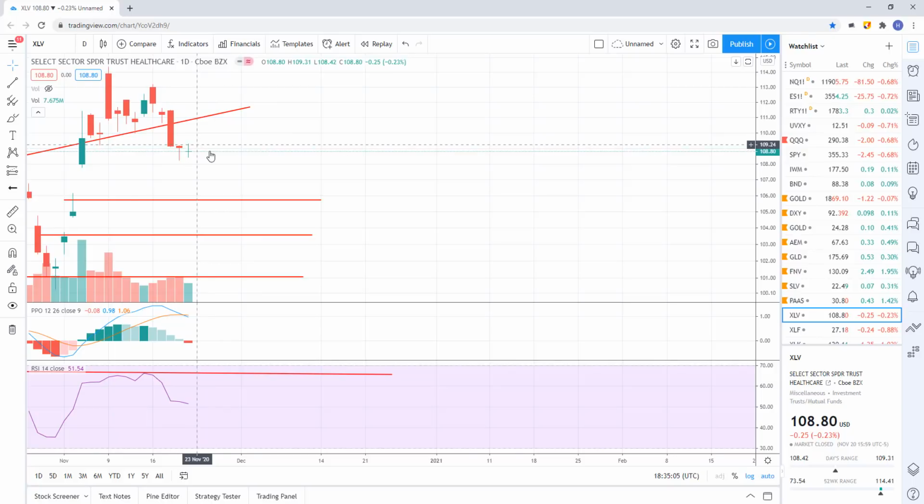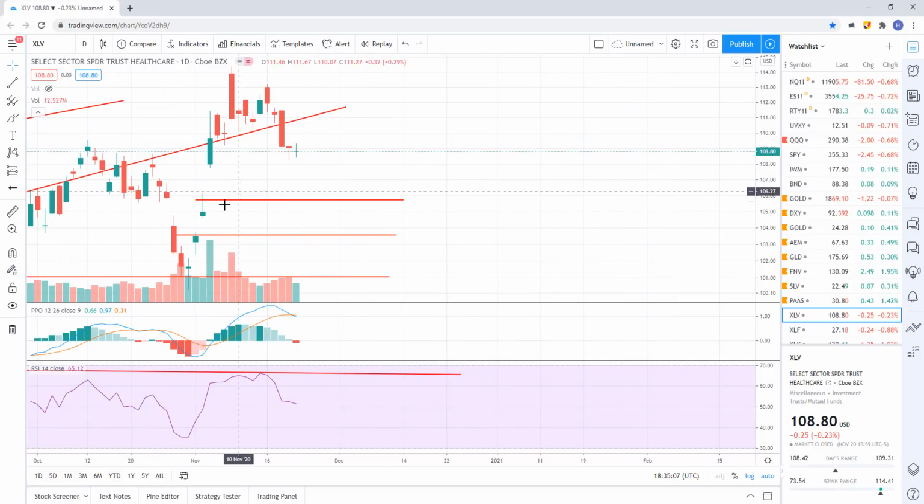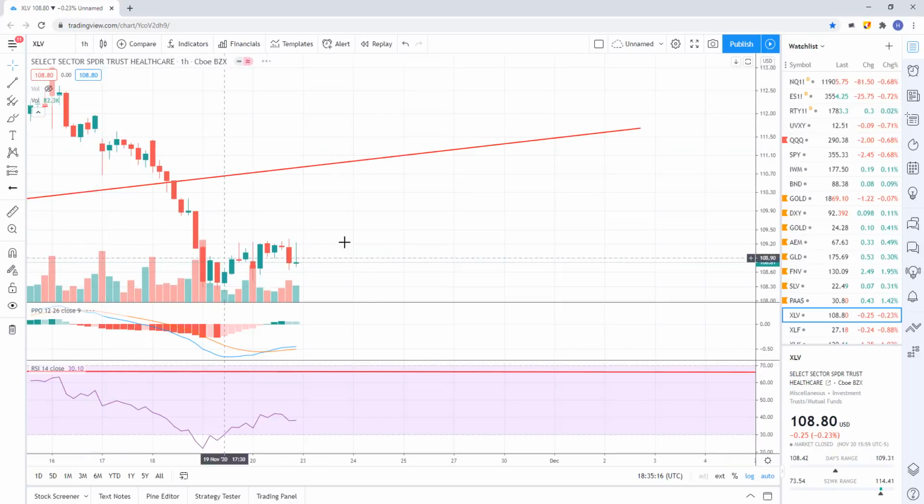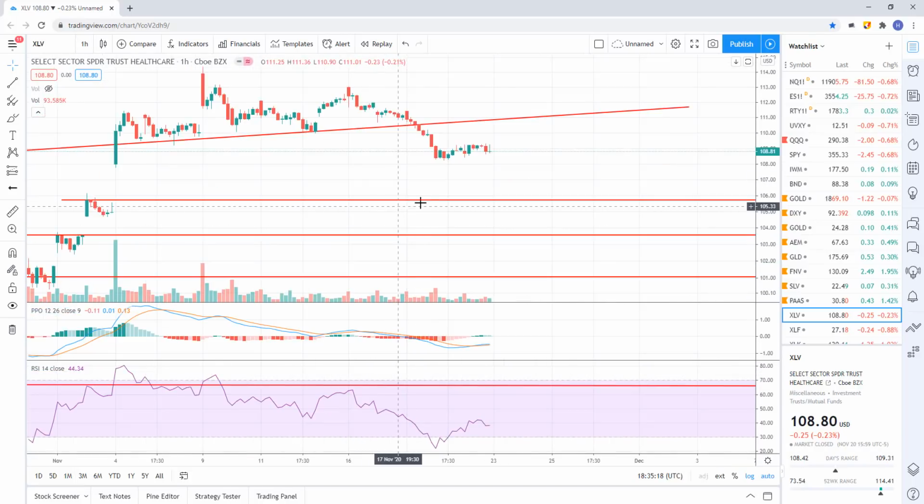But again, really muted buying. So we got lots of gaps. See these gaps down here on XLV. Some of these gaps are likely to get filled. So I think if you go to the hourly chart here, you can see a dip down to about 105.70. Probably get a reaction there.